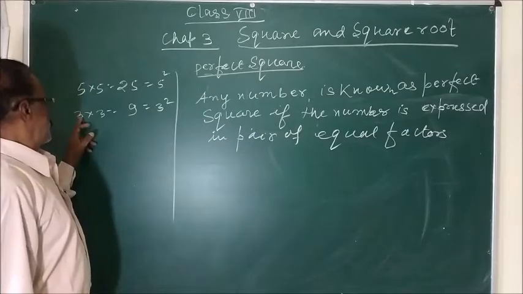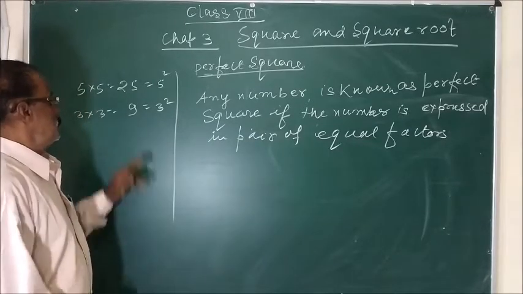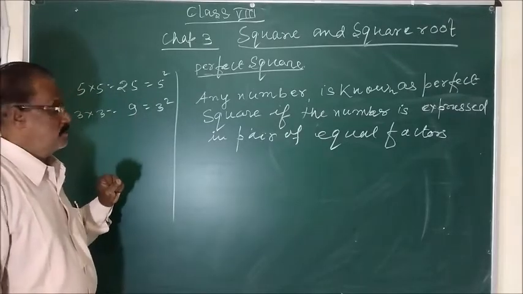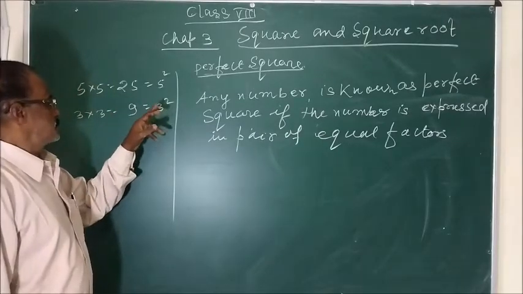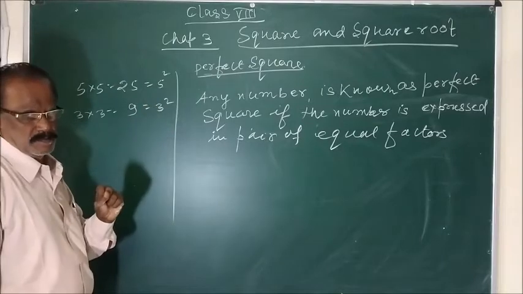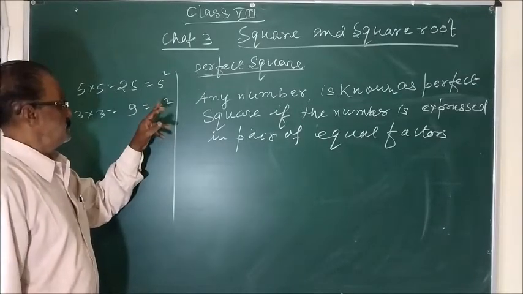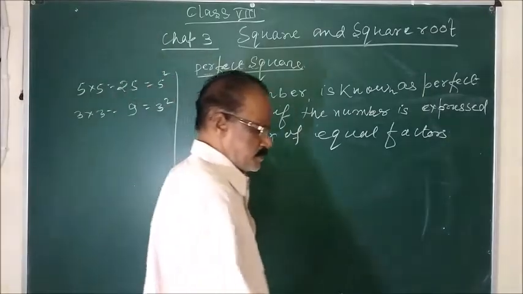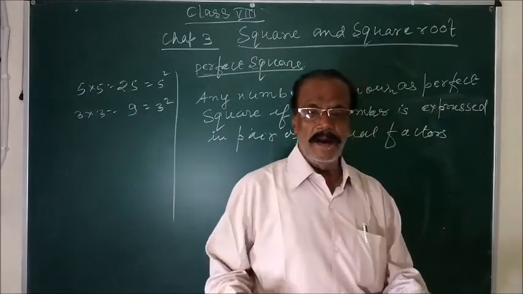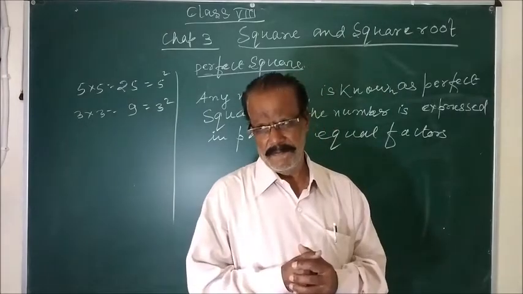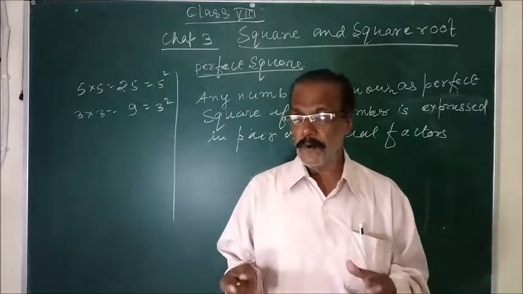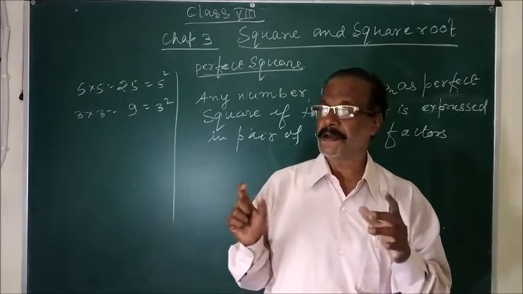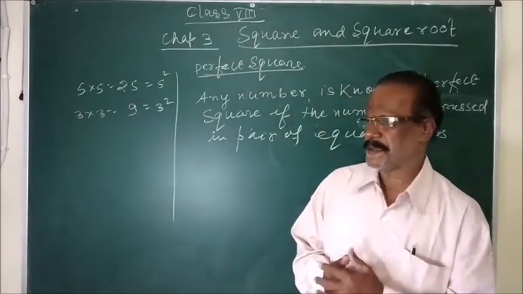If you multiply 3 by 3, you will get 9. 9 is the square of 3, and it can be expressed as 3 to the power 2, or simply 3 square. So a square you learn: if we multiply any number by itself, the product so obtained is called the square of the given number. This is the meaning of a square.